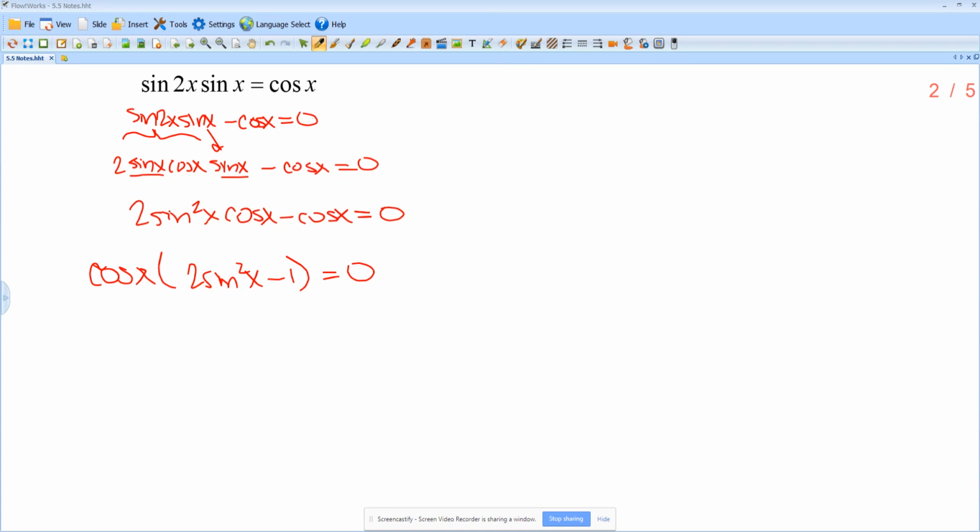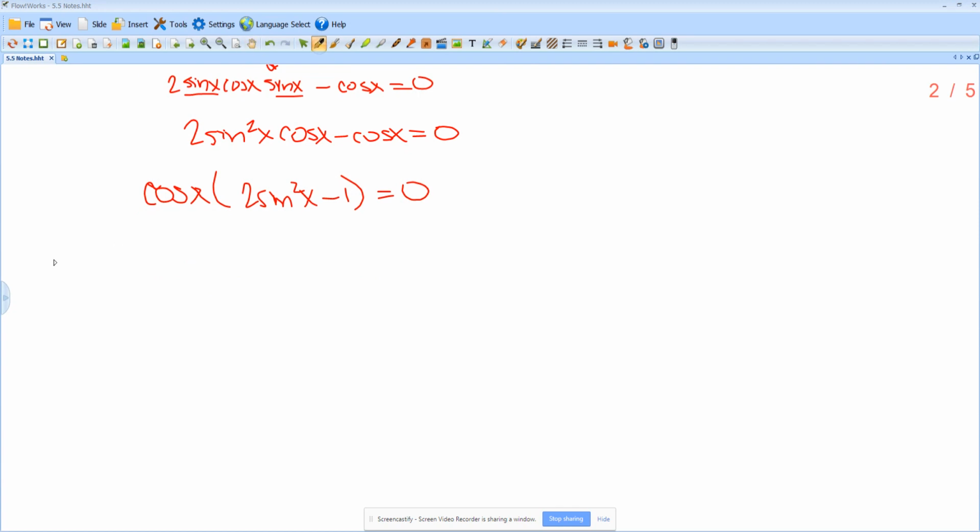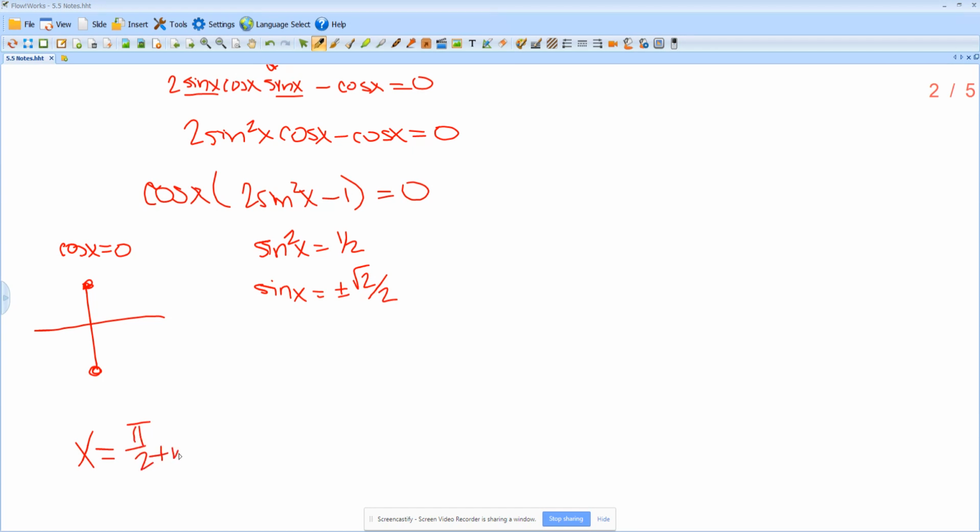At that point, I can solve just by setting each one of these equal to 0 separately. So I get cosine x equaling 0. I get sine squared x equaling 1/2, which means the sine of x is equal to plus or minus root 2 over 2. And I reference my unit circle. Here, cosine being 0, it's been in every problem so far, that's just going to be pi halves plus n pi.